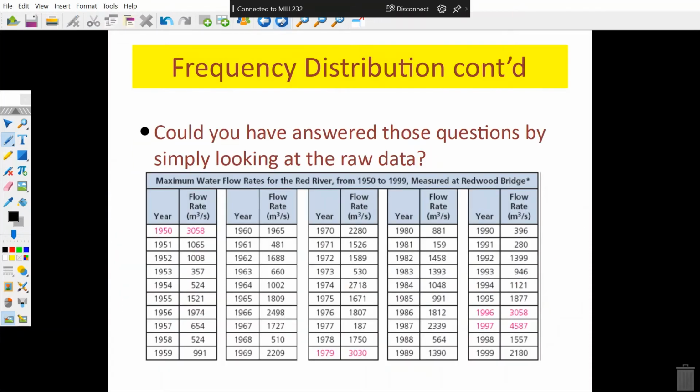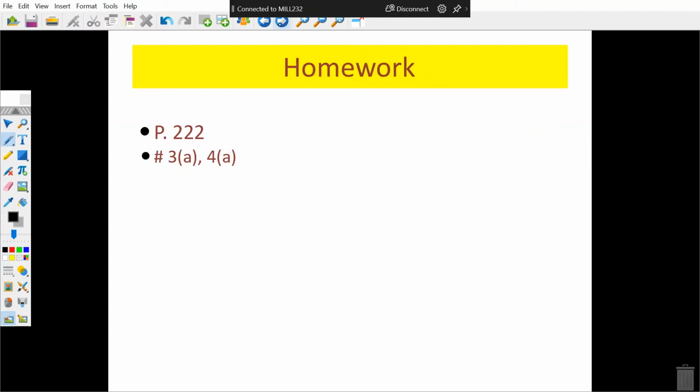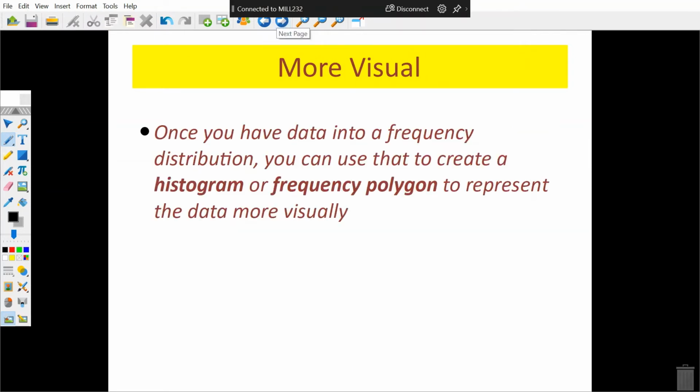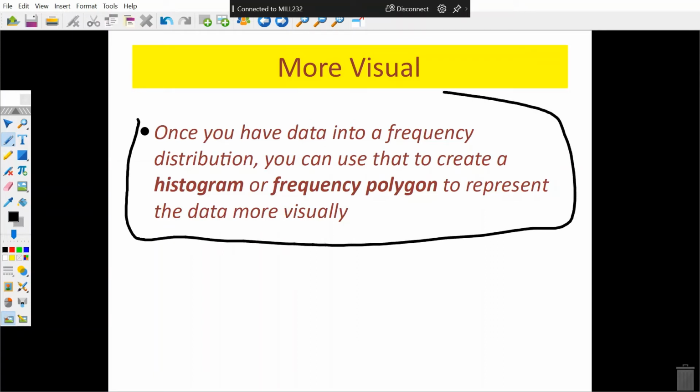Now, the next thing you can do is something like this. You can make something more visual. So once you have a frequency distribution, you can use that to create a histogram or a frequency polygon to represent the data in a more visual way. So I'm going to show you what those would look like. This would be something you could have to make on an assignment or a test, but the graphs would be given to you.